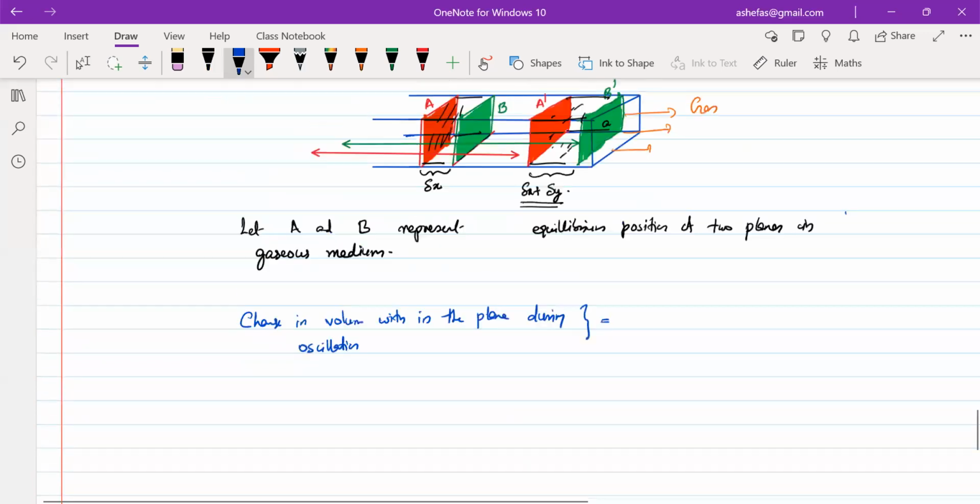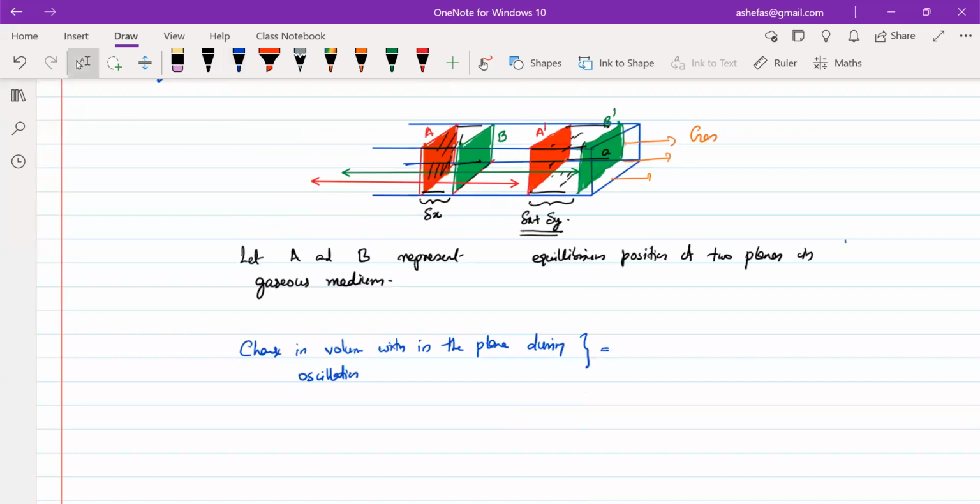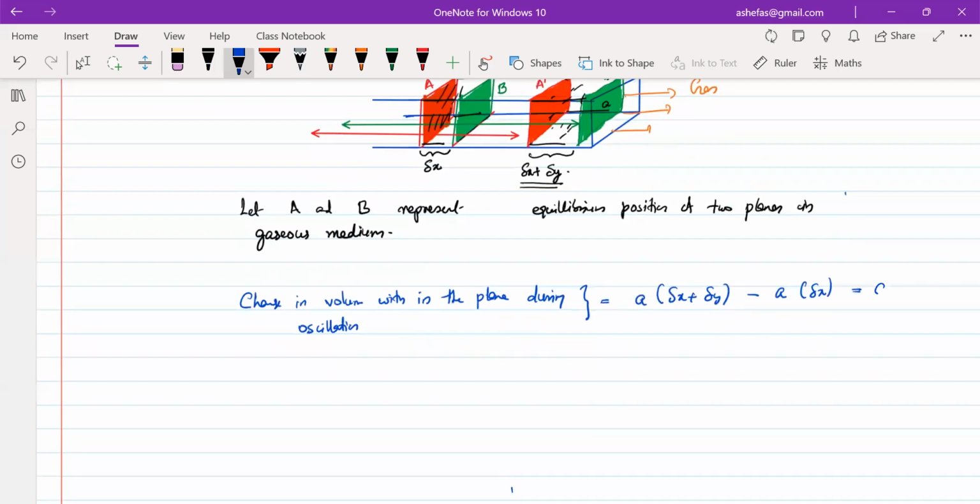Okay, so what is the change in volume? We can find the final volume. The final volume between A prime and B prime can be written as A times (delta x plus delta y), minus the initial volume, which is A times delta x. Therefore, the change in volume can be written as A times delta y.